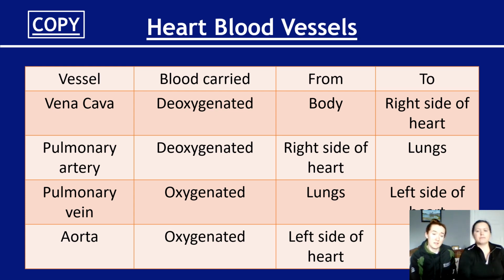The pulmonary vein is now carrying oxygenated blood, and it is coming from the lungs to the left side of the heart. And the aorta is carrying oxygenated blood from the left side of the heart to the body. So the relationship there is deoxygenated blood arrives at the heart, gets sent to the lungs, comes back from the lungs when it's now oxygenated, and then gets sent to the rest of the body. That's the kind of relationship we're looking at there.